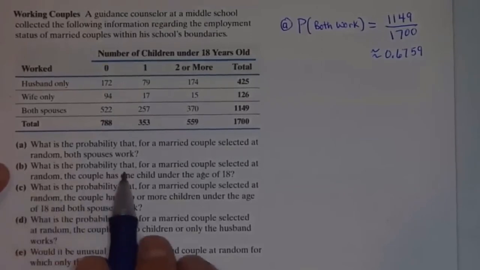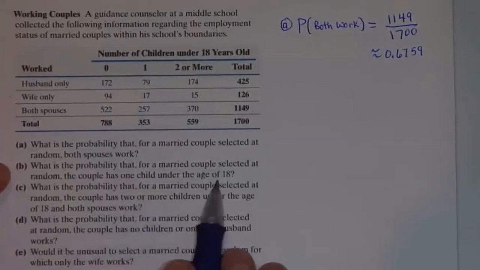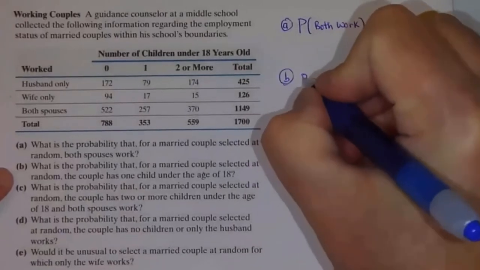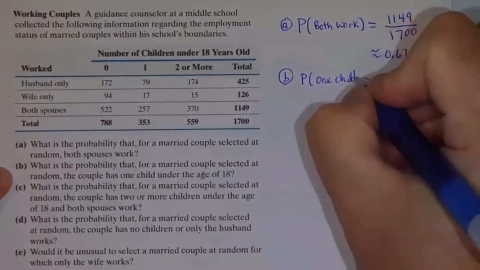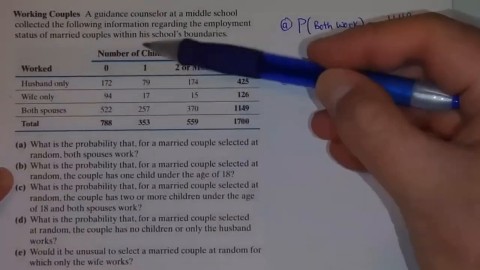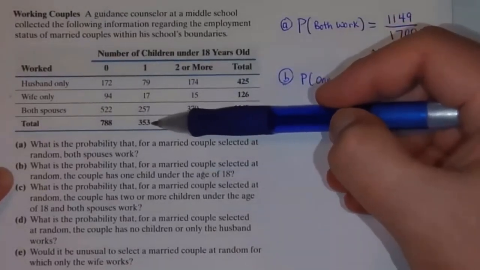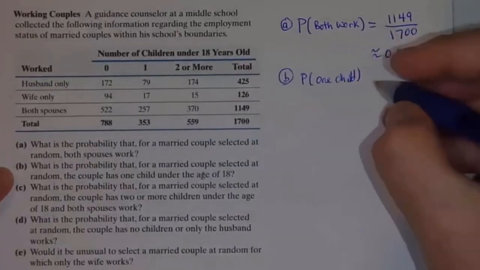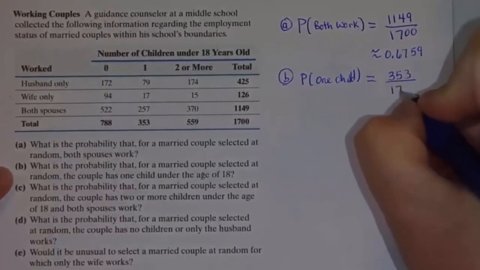What is the probability that for a married couple selected at random, the couple has 1 child under the age of 18? So now we're looking at the probability of 1 child. Altogether, there were 353 couples that have 1 child out of the 1,700 couples. So that probability is simply 353 out of 1,700.